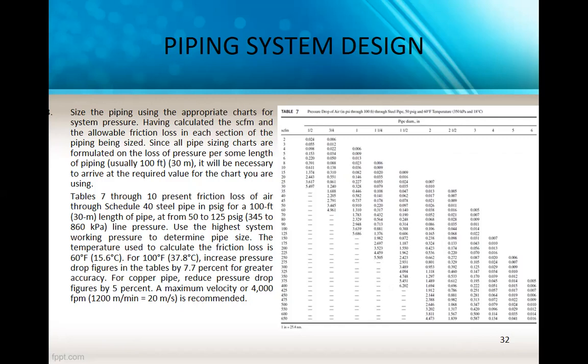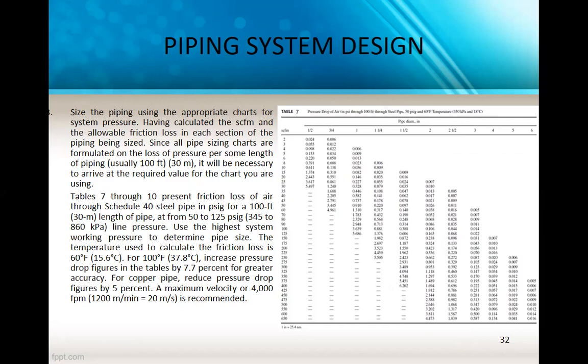Size the piping system using the appropriate chart for system pressure drop of air. Having calculated the ACFM and the allowable friction loss in each section of the pipe being sized, since all pipe sizing charts are formulated on the loss of pressure per some length of piping, usually 100 feet or 30 meters, it will be necessary to arrive at the required value for the chart you are using.